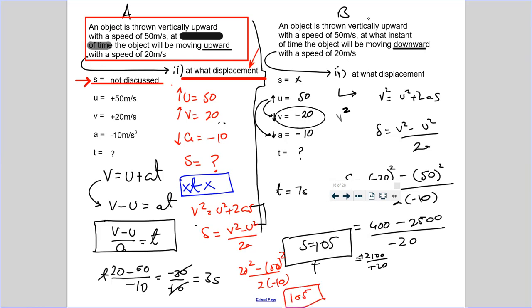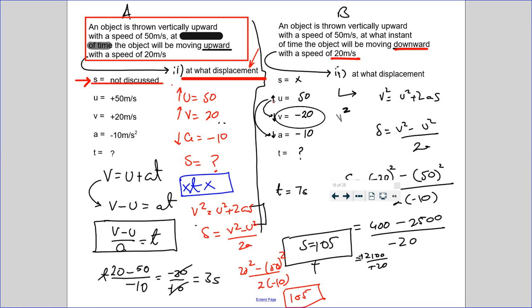So the thing which I want to discuss again, the second side is exactly the same data, but the only difference is this is moving downward. So when we write the data, initial velocity is 50. Read the statement: an object thrown vertically upward with a speed of 50. At what instant of time will it be moving downward? The only difference is in the previous it was moving upward. Now it's moving downward with a speed of 20 meter per second.